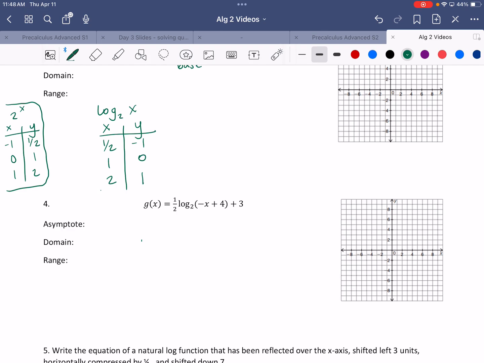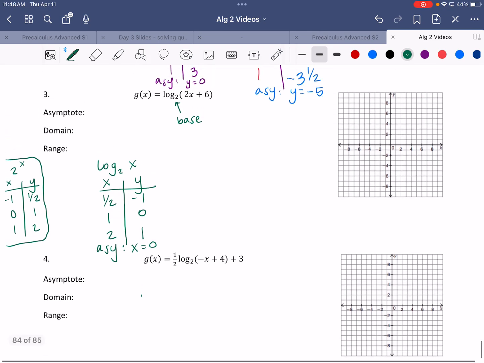We still have an asymptote, but now it's vertical. So you're going to have to put x equals 0, and we're going to have to use the x changes, the horizontal changes of our table, to figure out what that new asymptote is. Okay, so that's our starting table. Now let's look at the transformed function.